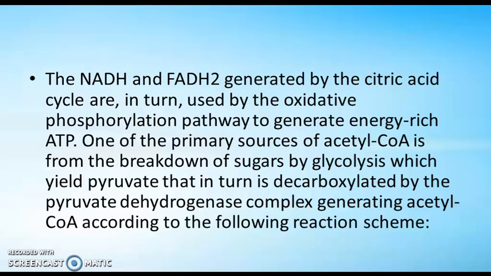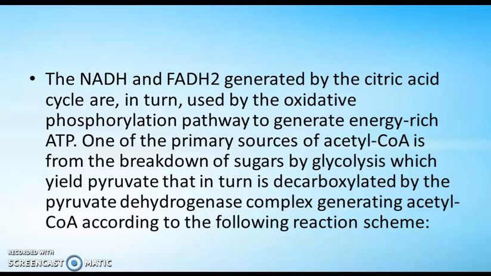The NADH and FADH2 generated by the citric acid cycle are then used by the next pathway. Which is the next pathway? The oxidative phosphorylation pathway, to generate energy-rich ATP. So these are utilized for generating ATP.